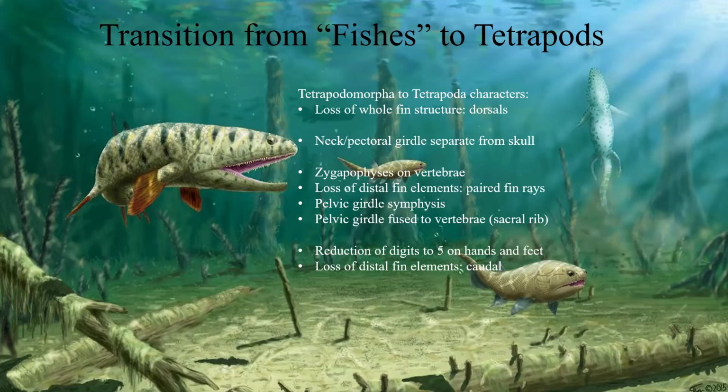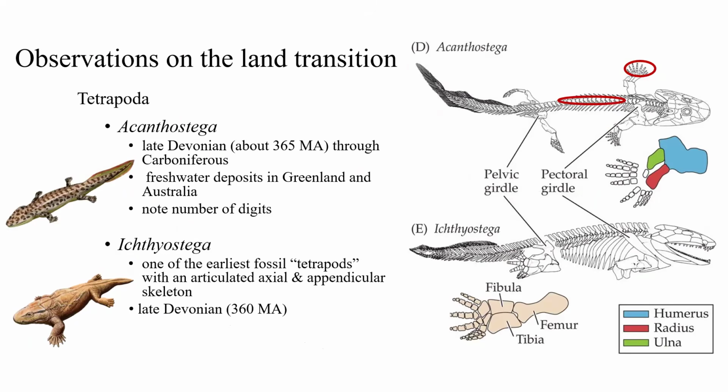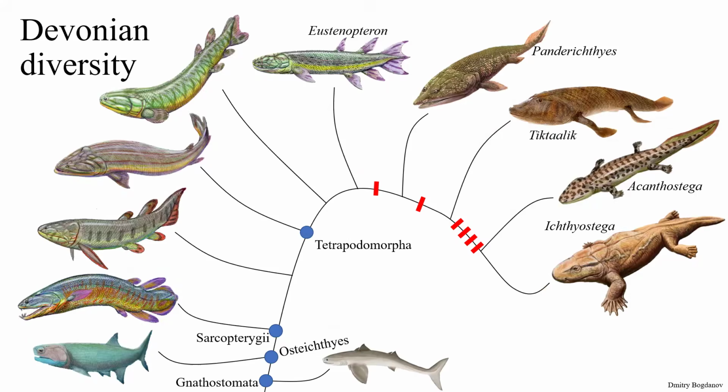Oh yeah, the pelvic girdle symphysis and the pelvic girdle fused to vertebrae. Sorry, I messed that up. Pelvic girdle symphysis means that the two pubes, the two ischia touch each other on the ventral part of the animal, and then pelvic girdle fused to the vertebrae, forming like a bit of a sacrum. So you can see these across these different animals, which is very cool.